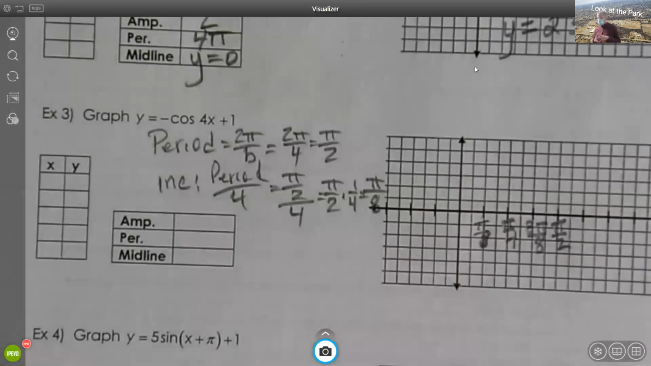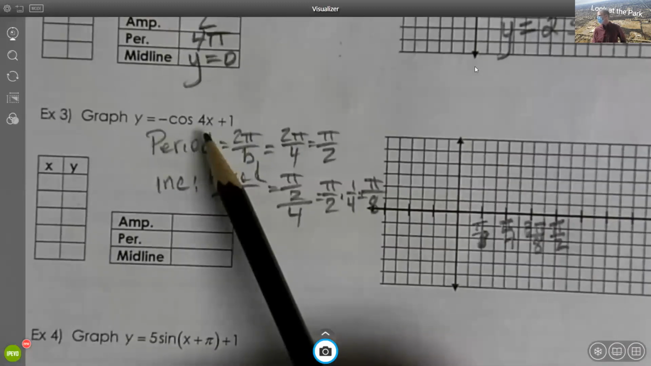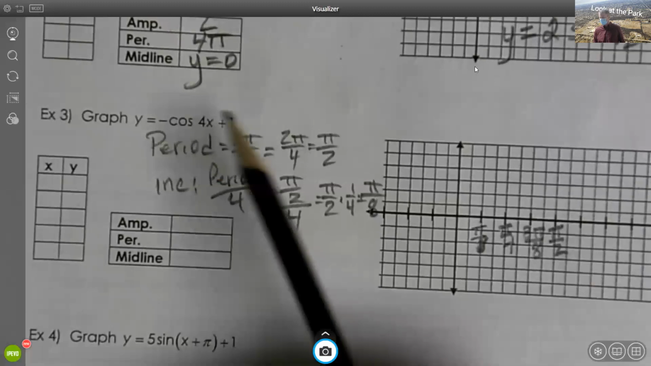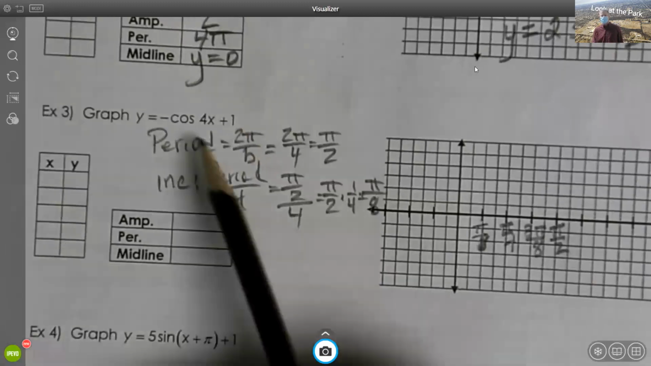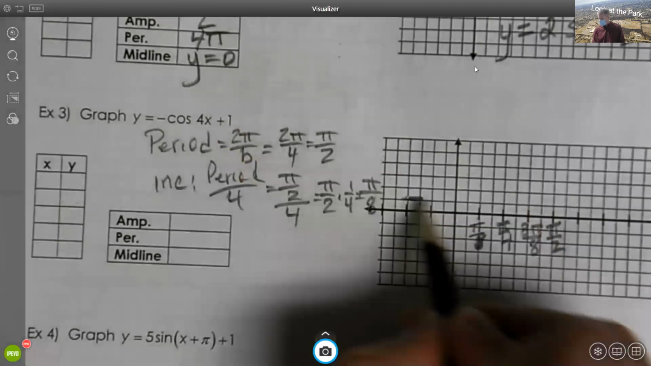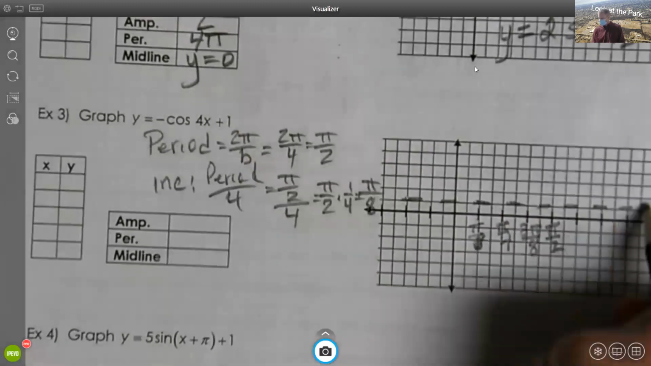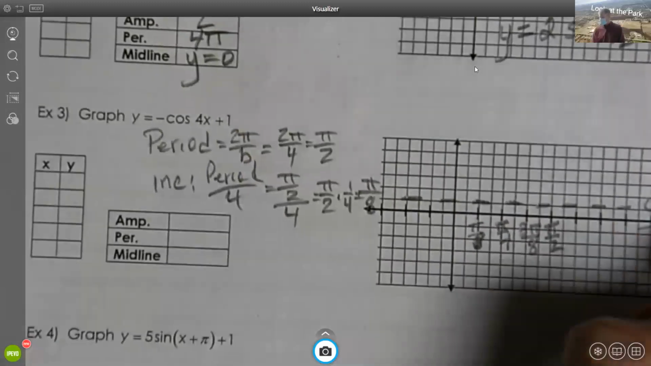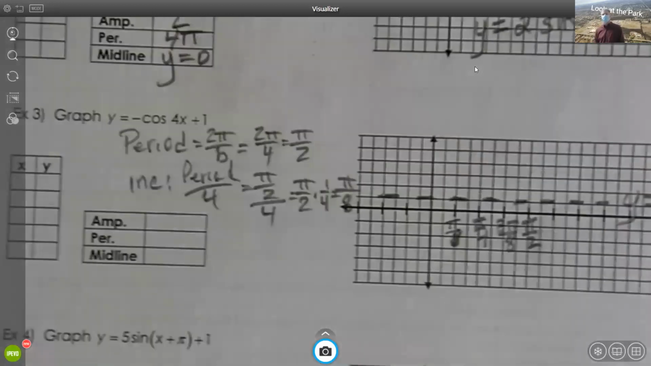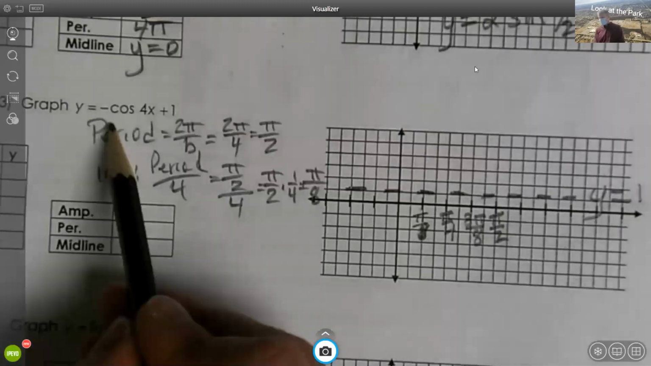We don't have to worry about extending this one out because there is no h value. There are no parentheses around the x. There is no translating right or left. This is translating up. Since it translates up, we'll put in our midline, make that dashed. We like to label that as y equals 1. Then we get ready for our graphing.